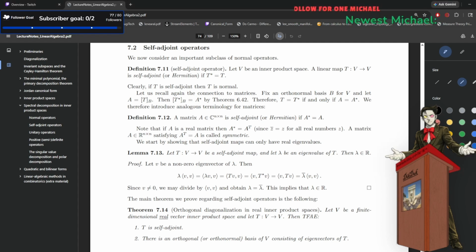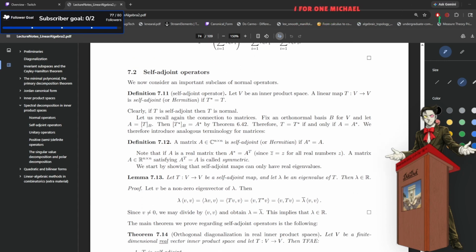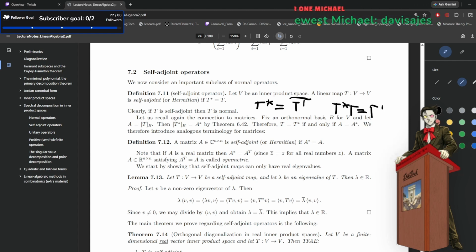We are now going to be focusing on self-adjoint operators. A self-adjoint operator is when you have V as an inner product space. A linear map T of V to V is self-adjoint or Hermitian if T adjoint is equal to T. T adjoint, or T star, is T transpose conjugate. Clearly, if T is self-adjoint, then T is normal. Something being normal is when you have T star T equal to T T star.